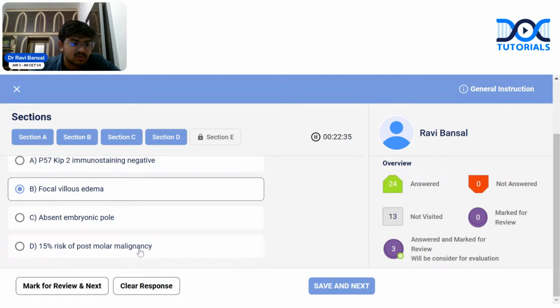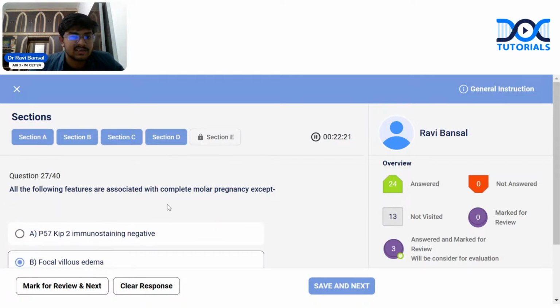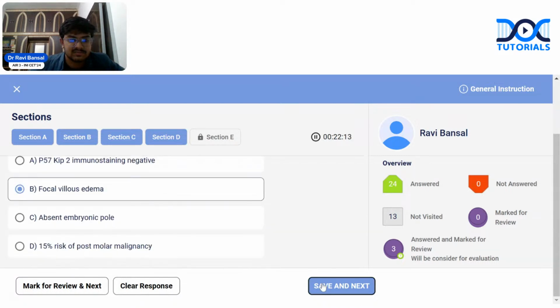15% risk of post-molar pregnancy. So I'm not sure about this figure. I remember studying about 20% in complete molar pregnancy and about 4 to 5% in incomplete molar. So 15 is sounding nice, but focal is obviously seen in incomplete. They are asking about complete molar pregnancy, except this, which is not seen in complete. This is seen in incomplete.